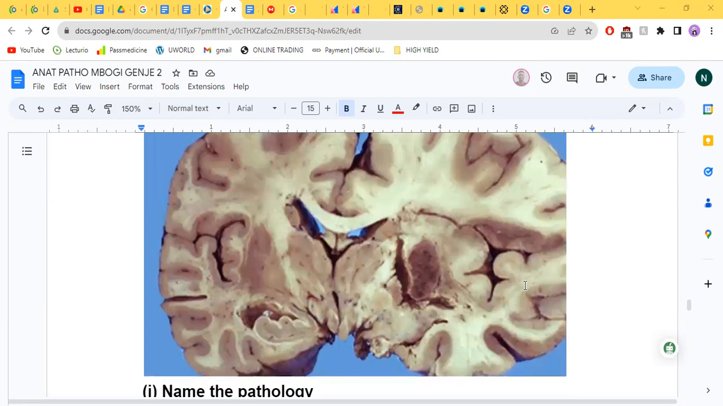Okay, so from this picture of the brain, from this slice of the brain, what are some of the gross morphological features that we can observe?